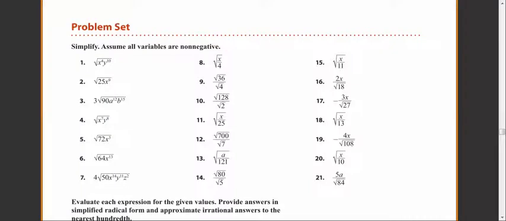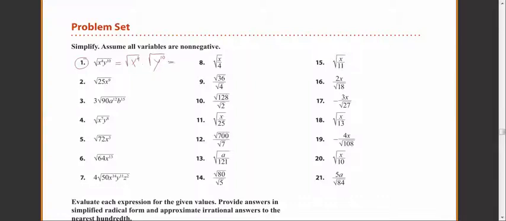Alright everyone, let's do problem number 1 first. I have the square root of x to the 4 times y to the 10. How can we simplify that? Well, first of all, I can rewrite this square root of a product as the product of the square roots. I have the square root of x to the 4 times the square root of y to the 10th.